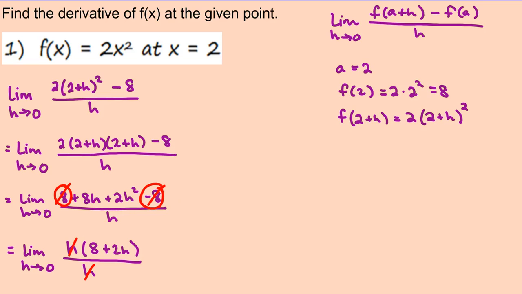So now from here, once I've canceled the h, I can go ahead and substitute the 0 in for h. 8 plus 2 times 0 is just 8. So that tells us the derivative at this point is 8. The slope of the tangent line to the curve at that point is 8. And if you look back at yesterday's notes, that was the answer.